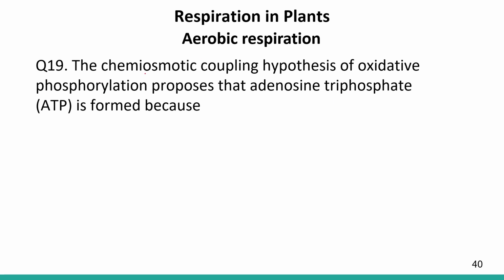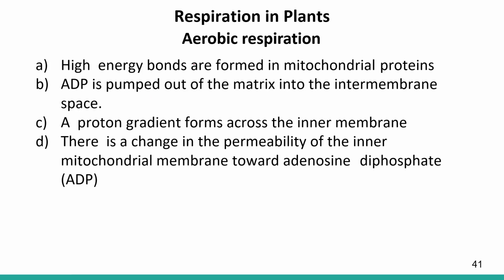Now coming to the next question, which is: the chemiosmotic coupling hypothesis of oxidative phosphorylation proposes that adenosine triphosphate is formed because, and the options are, high energy bonds are formed in mitochondrial proteins. So this is not correct. Second option is ADP is pumped out of the matrix into the intermembrane space. Again, this option is not correct. ADP is not pumped. Hydrogen ions are pumped out of the matrix into the intermembrane space. Third option is a proton gradient forms across the inner membrane. So this is true. And the fourth option is there is a change in the permeability of the inner mitochondrial membrane towards adenosine triphosphate, which is also not true.